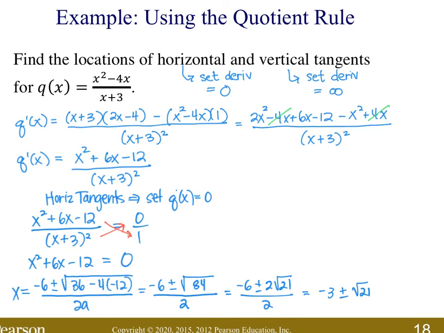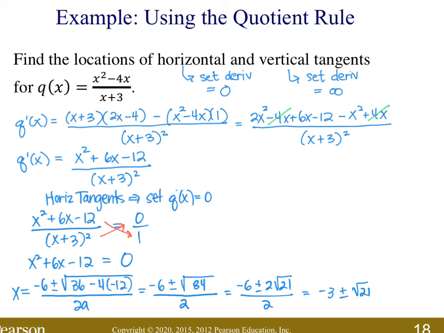Okay, so what does that all mean? At the x values of negative 3 plus or minus the square root of 21, my original function would be momentarily flat. You wouldn't even hardly be able to see that it was flat, but it would have a horizontal tangent at those places.